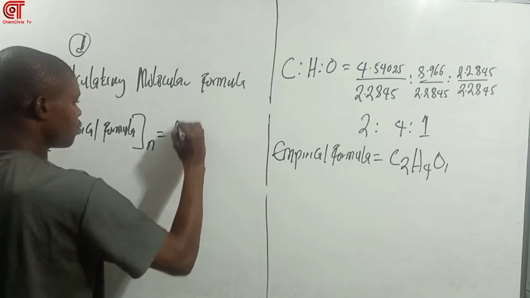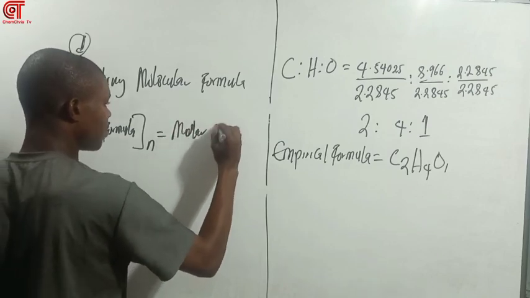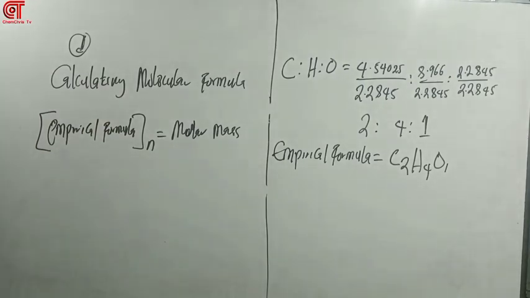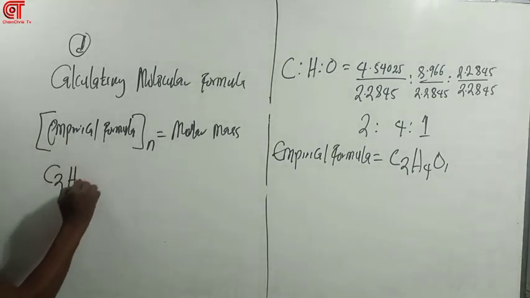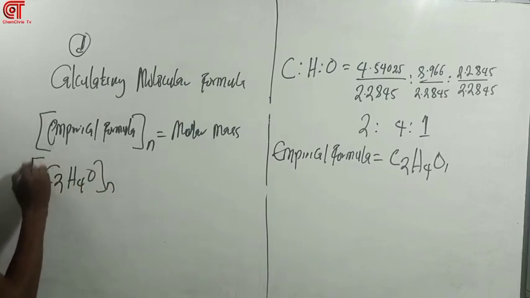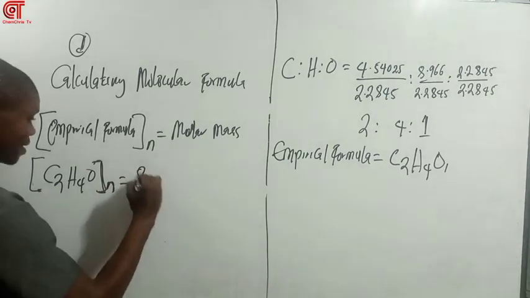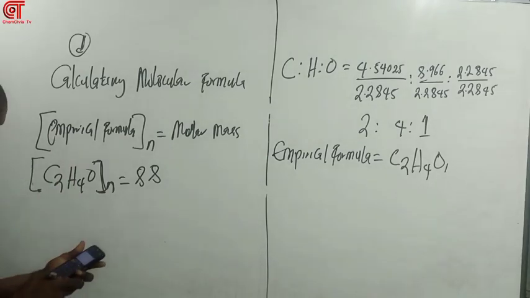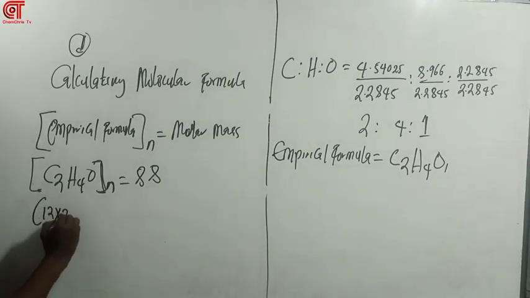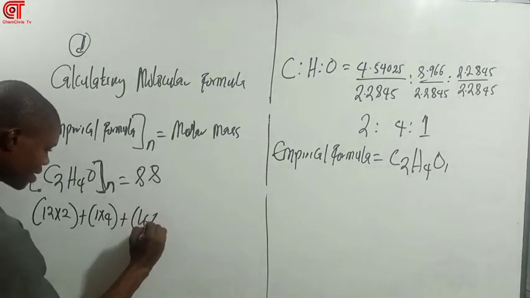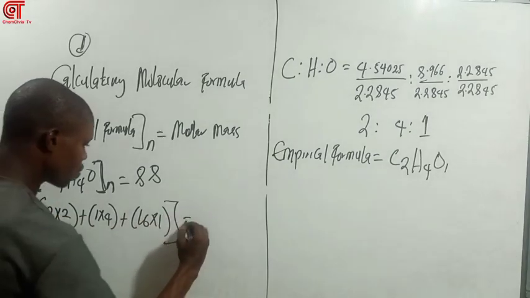N equals the molar mass of the compound. Remember, the compound gave us 88 as the molar mass. Let's check again. What is the molar mass of the compound given to us? It is 88. So we're going to bring C2H4O, N equals 88. So we want to look for the total molar mass of this guy here. So here we have 12 times 2, right? Plus 1 times 4 plus 16 times 1 equals 88.